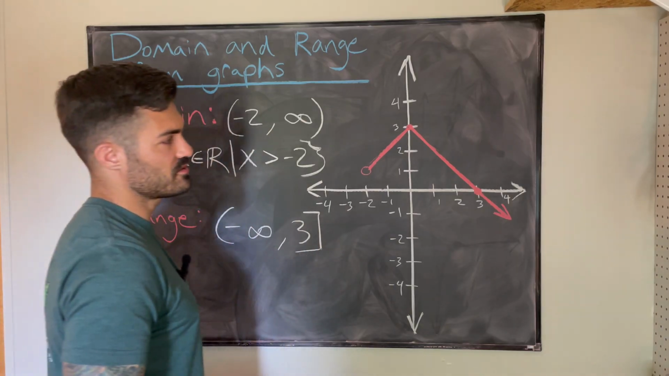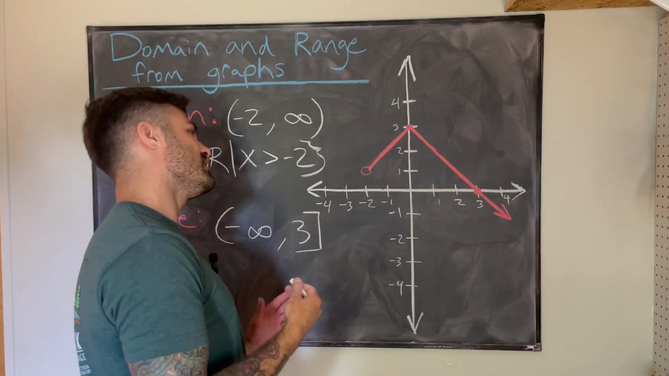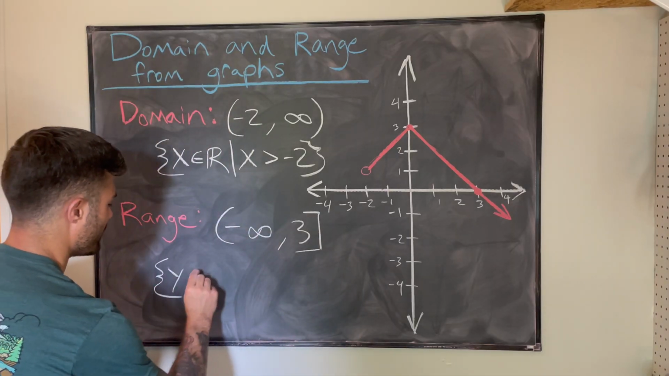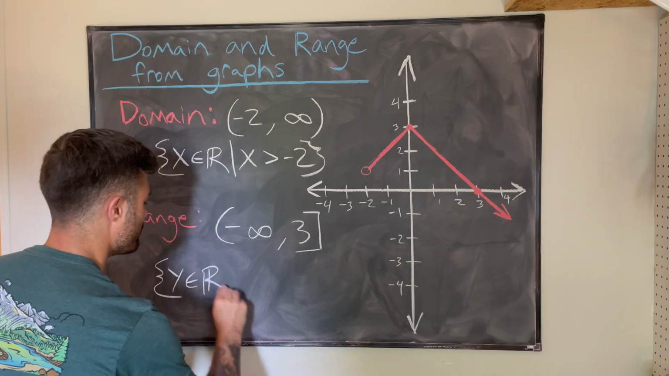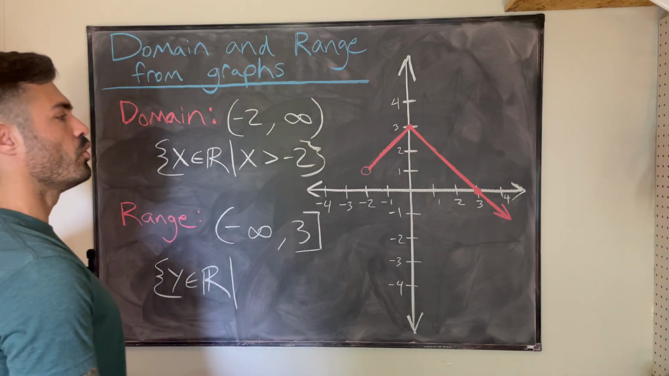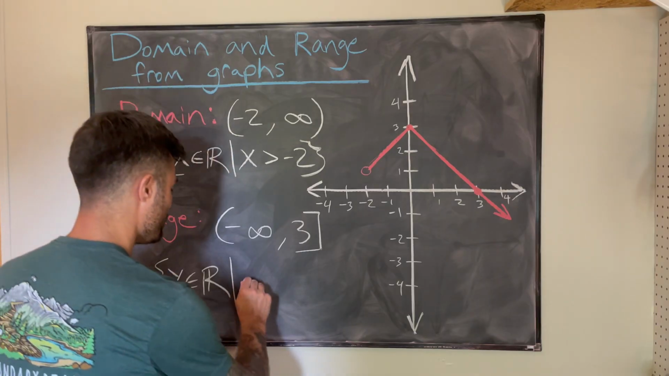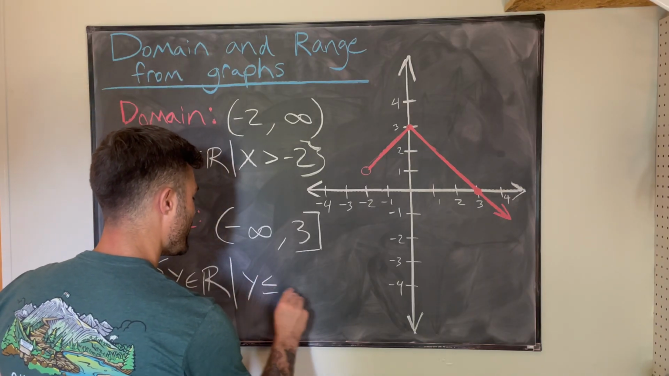And hopefully that's making some sense. This really isn't that hard. When you tilt the head, once you get the hang of it, it's not that bad. So we have y is a real number such that y is what? Less than or equal to 3. Let's write it out and let's do one last example.